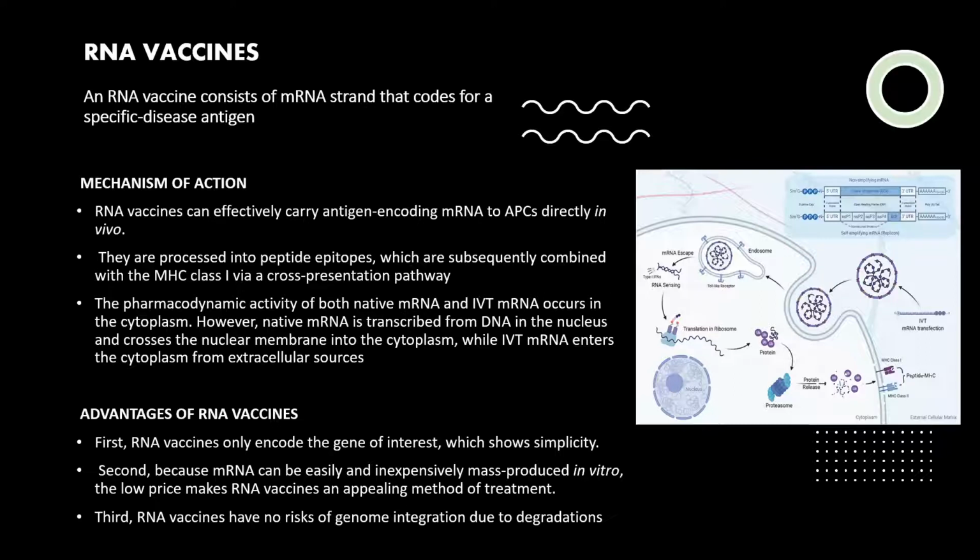Mechanism of action. RNA vaccines can effectively carry antigen-encoding mRNA to APCs directly in vivo. When antigen-encoding mRNA is delivered into APCs in an efficient way, that is via nanocarriers, the mRNAs can be released and translated into the relevant antigenic proteins in the cytoplasm.